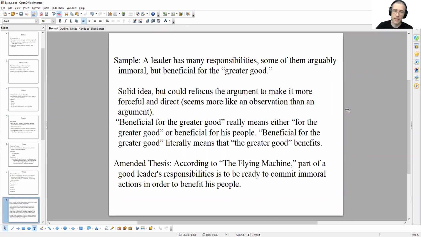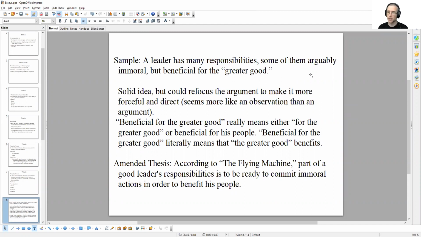What I have here is a sample thesis statement for the story, The Flying Machine by Ray Bradbury. We're going to go through several sample thesis statements, and I'm going to essentially tear them down. I'm going to say what works well in those thesis statements and what needs to be improved. So a sample thesis statement.